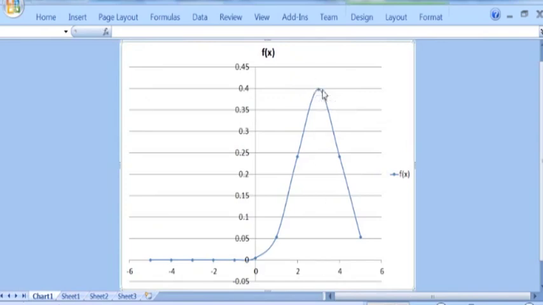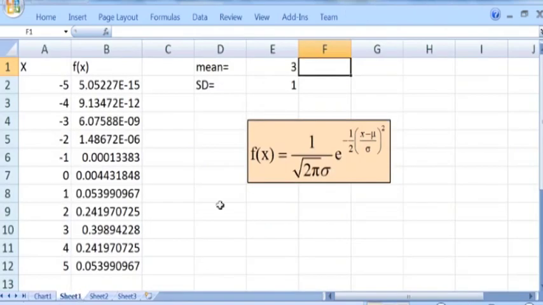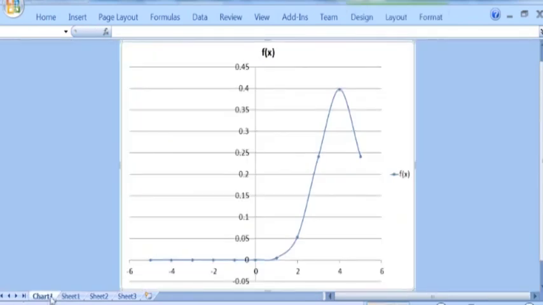So it means in this case we need to take some more values to get a proper bell-shaped curve. So let me shift the mean from 3 to 4. So now you can see that we are not seeing a proper bell-shaped curve. Why? Because the range of x value is from -5 to +5.